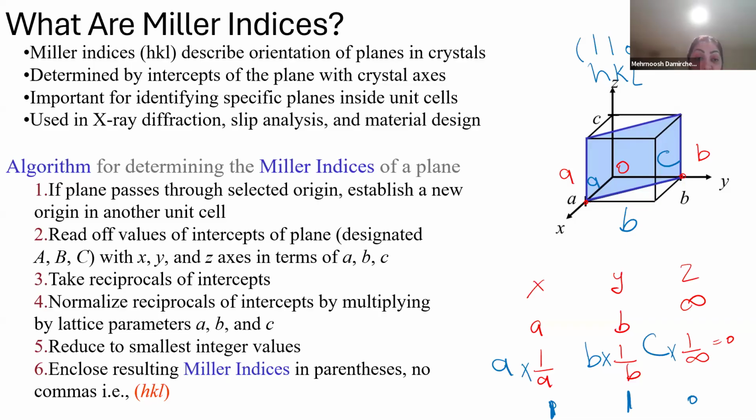And the next step is to reduce to the smallest integer values, which for this case we don't need, because all of them are whole numbers, and enclose the resulting Miller indices in parentheses, with no commas, as (HKL).